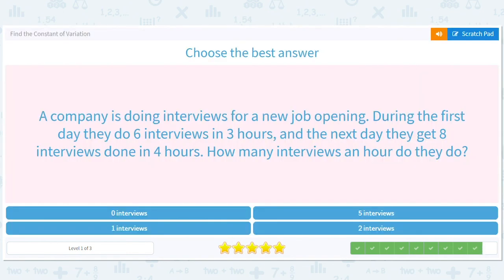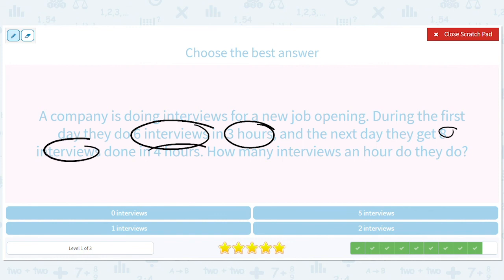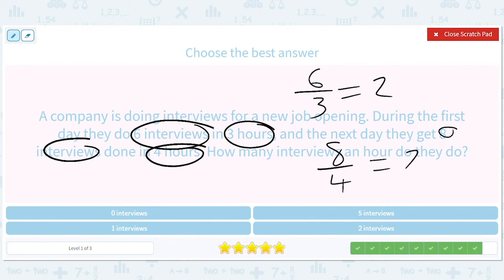And a company is doing interviews for a new job opening. During the first day, they do 6 interviews in 3 hours. And the next day, they get 8 interviews done in 4 hours. So 6 interviews in 3 hours, and then 8 interviews in 4 hours. So 6 divided by 3 equals 2, and 8 divided by 4 equals 2. So you do 2 interviews per hour, or the company does 2 interviews per hour.